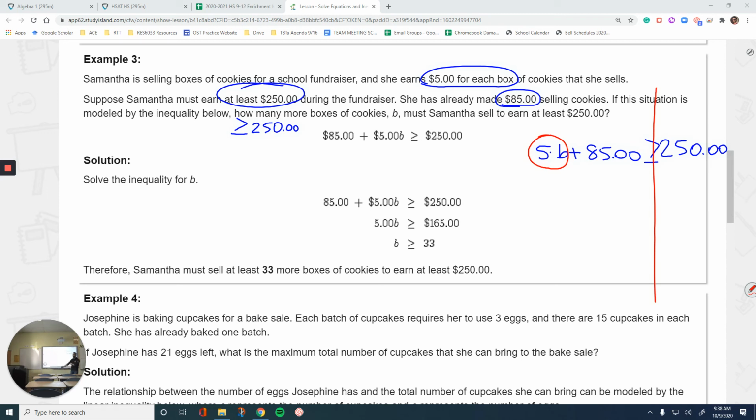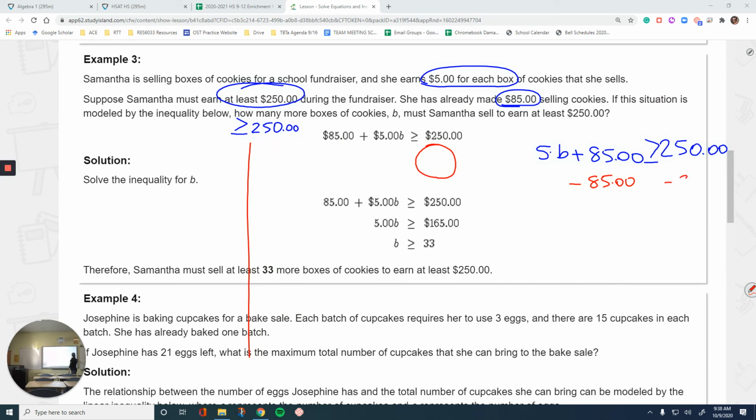Dividing by 5 is my last step, which means I need to first get rid of this 85. Okay, it is added, right? I need to do the opposite of it, which means subtract. Let's get rid of this stick over here. Minus 85. These numbers are like terms. That's why I'm putting them underneath. That's gone. Now drop down what you have left on the left side. 5B is my left side. There goes my sign. And then my right side is going to be $165.